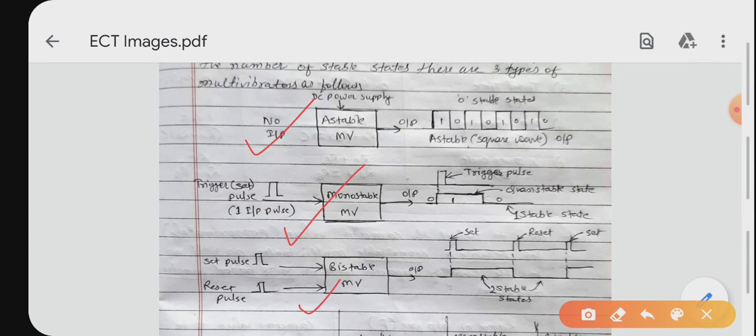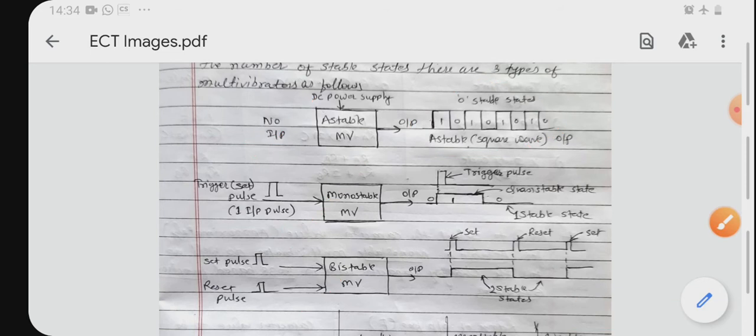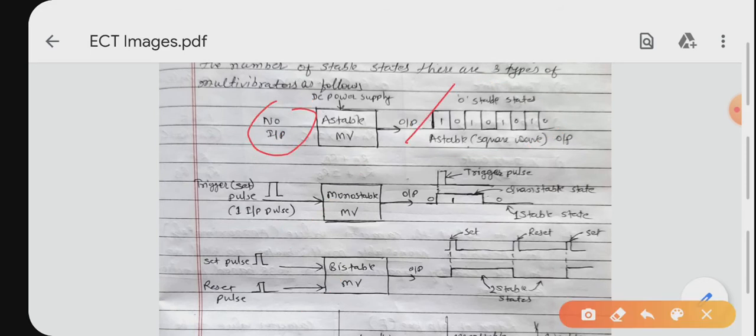Astable means not stable. It is the multivibrator circuit in which there is no input signal applied and the output is not stable. The output is continuously switching from 1 to 0, 0 to 1. That is called an astable multivibrator, which has zero stable states, no stable state. That's why it is called astable. Practically, without any input, it is not possible to generate any output. That is against the law of thermodynamics.